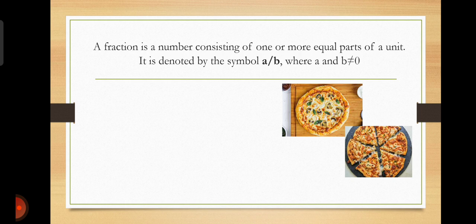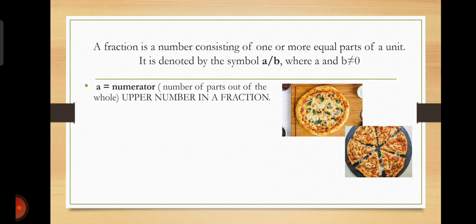A fraction is a number consisting of one or more equal parts of a unit. It is denoted by the symbol A by B, where A and B are non-zero numbers. So, A is the numerator, which is the upper number in a fraction, which represents the number of parts out of the entire whole. So over here, one triangular slice of pizza is one part, so it represents the numerator, which is the A.